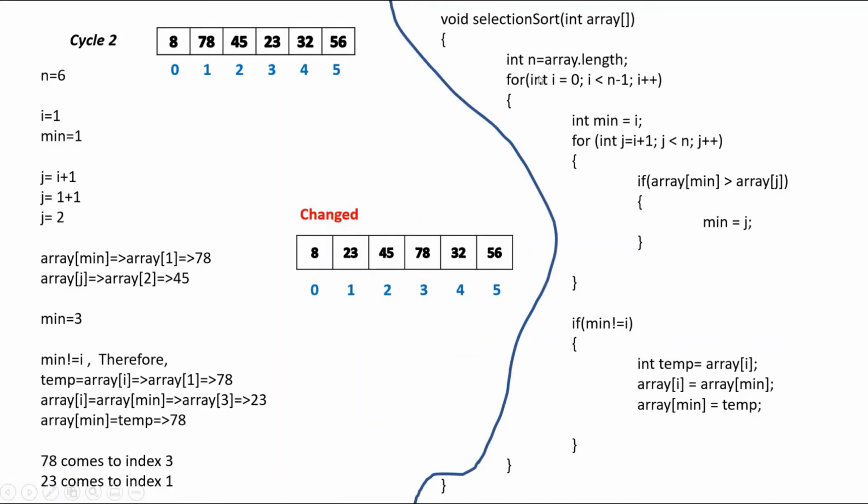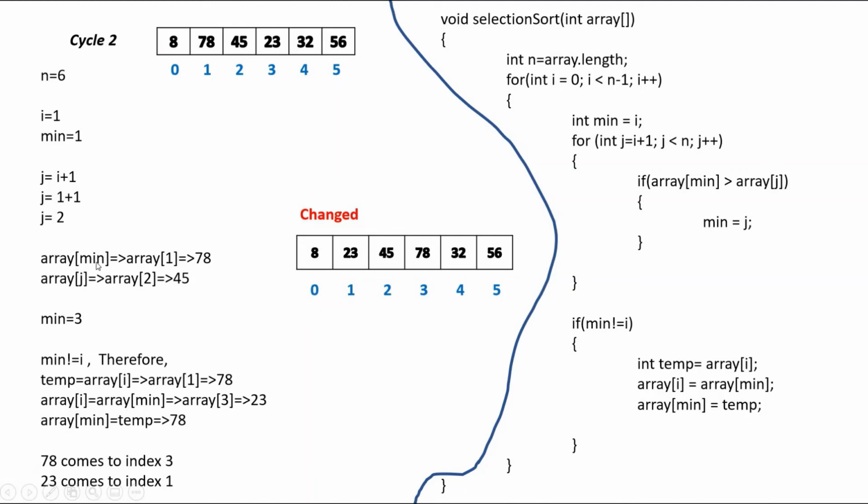Now, it is the second iteration of this for loop. In the second iteration, i equals 1, and min is also equal to 1. You know that. And the initial j value will be i plus 1. Right? Okay. Now j equals 2.